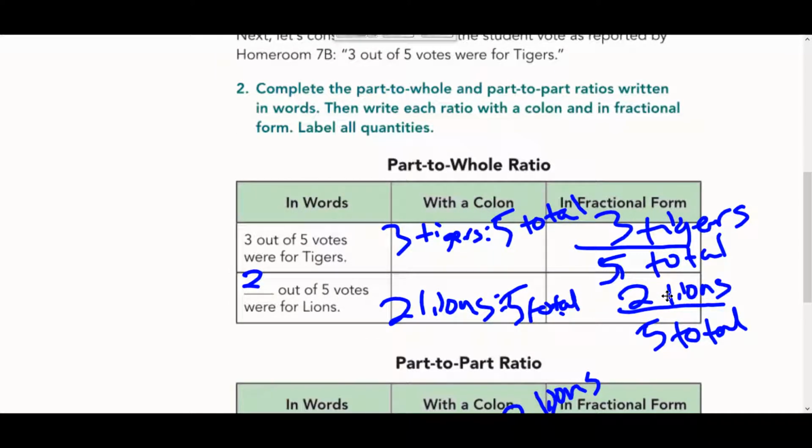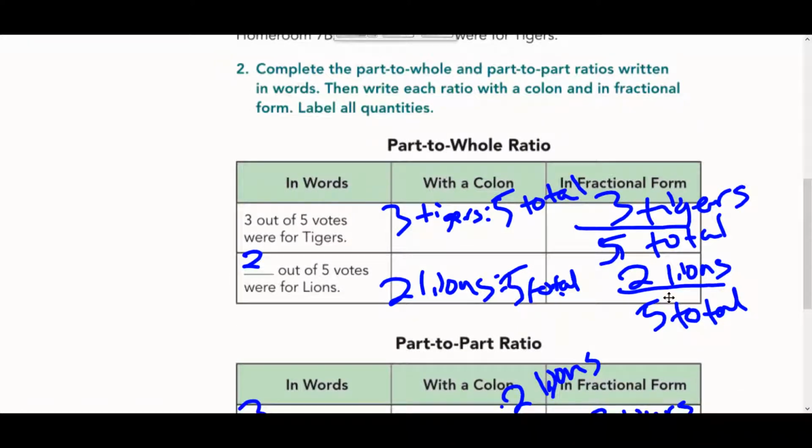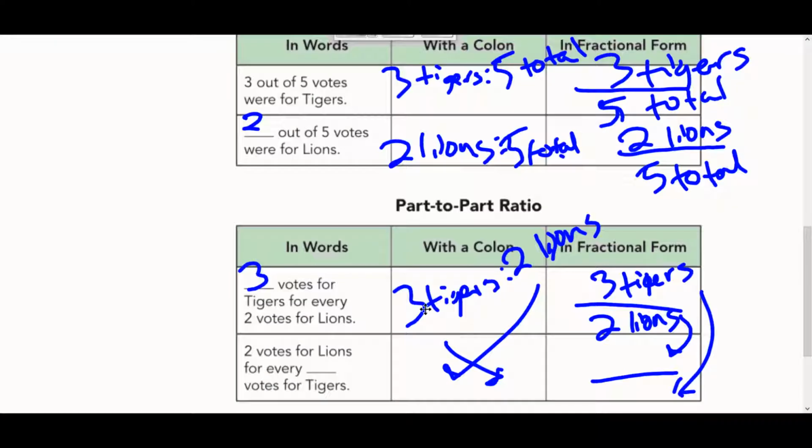So 2 lions to 5 total, 2 lions to 5 total. It's the same ratio, just written in different forms. And then our part-to-part, 3 tigers to 2 lions, 3 tigers over 2 lions. It's the same idea. And we just switch the order for this box, and then we'd put the lions on top, the tigers on the bottom here.